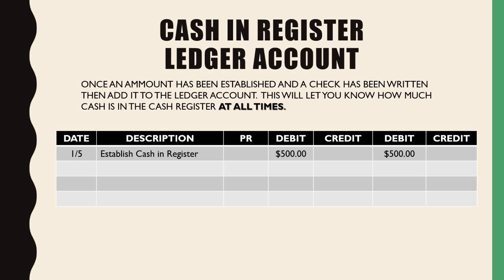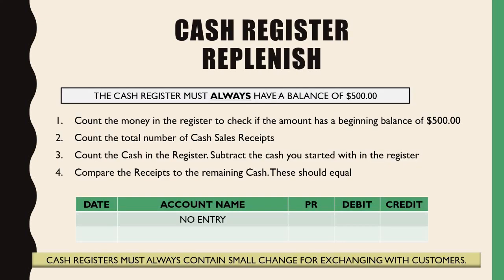Okay, so once again, once you've journalized it, you're going to post it to your ledger. So you know at all times that when you establish the cash in the register, you're going to start off the register with $500. That means if you're a store clerk, they always have you, the first thing when you open up the cash register, count all the money that's in the cash register. Okay? So this is how we replenish the petty cash fund.